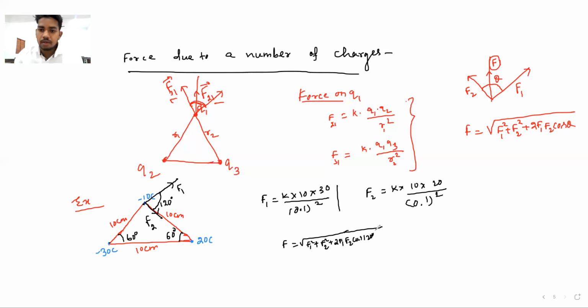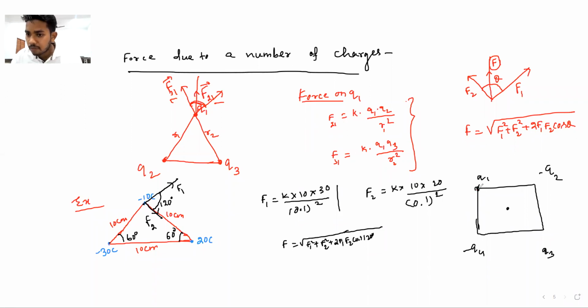Like this, for a square, if 4 charges are there, square Q1, Q2, Q3, Q4. Q1 here, minus Q2 here, Q3 here, minus Q4. Find the net force at the center. To find it, Q1 is repulsive force. Another charge Q, suppose, will be placed here. So Q1 will experience force in this direction, minus Q2 will experience force in this direction, F3 is positive, so it will be in this direction, and F4 will be in this direction.